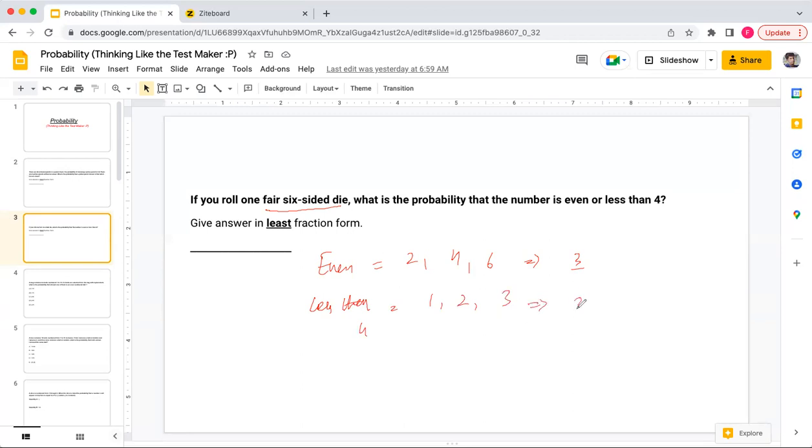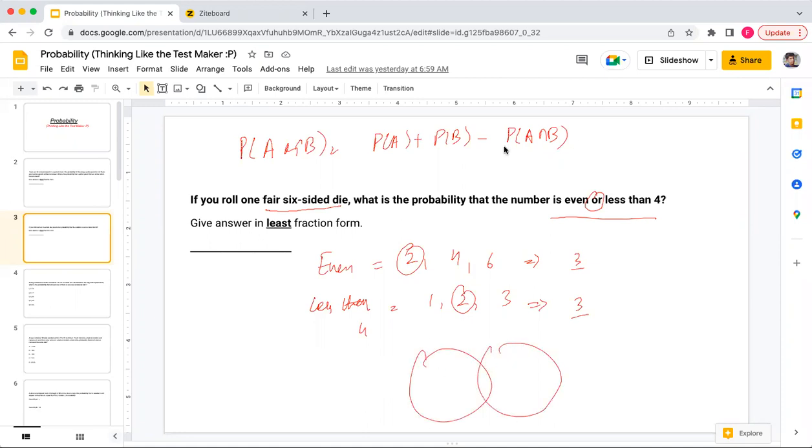Again, 3 ways. The question is saying, what's the probability the number is even or less than 4, so this is an OR case. If you remember the OR case, if I say probability of A or B, that is probability of A plus probability of B minus probability of A and B, to remove the overlapping part. So what is the overlap here? 2 and 2, right? So what will we do? So what is the answer in this question?